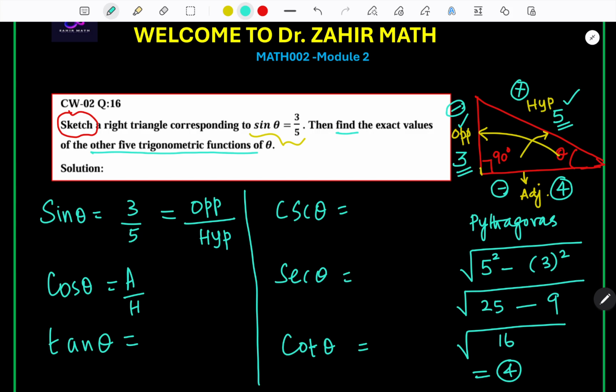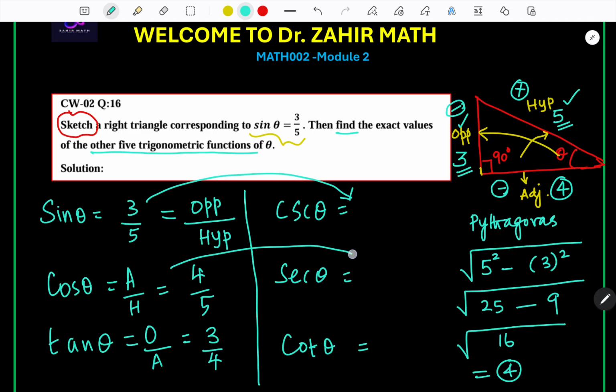What is the formula for tan theta? Opposite by adjacent. So cos theta, what is adjacent? 4 divided by 5. And tan theta is 3 divided by 4. Now what we are going to do? Flip. Flip means reverse.